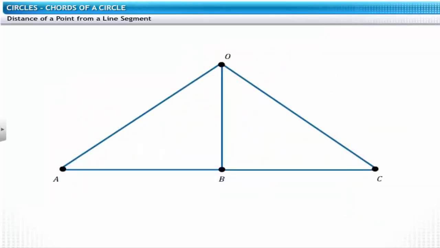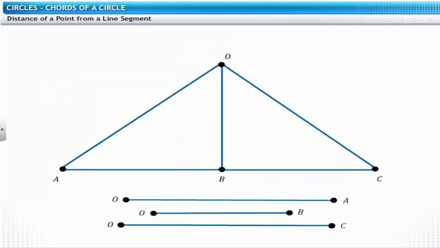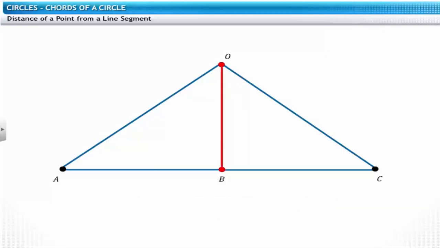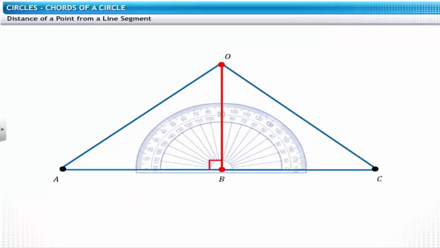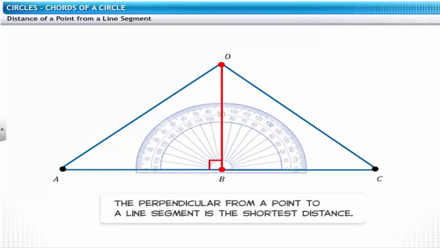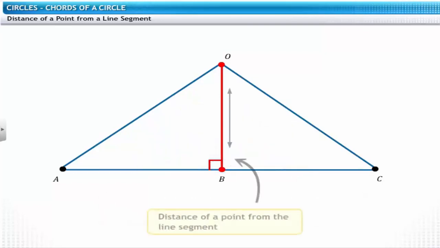Now let's see if B had any advantages. Aha! So B had the advantage of running the shortest distance, but they were all running from the same straight line. So, how did this happen? B ran along the perpendicular line from O to AB. The perpendicular from a point to a line segment is the shortest distance between them. It is also defined as the distance of the point from the line segment.